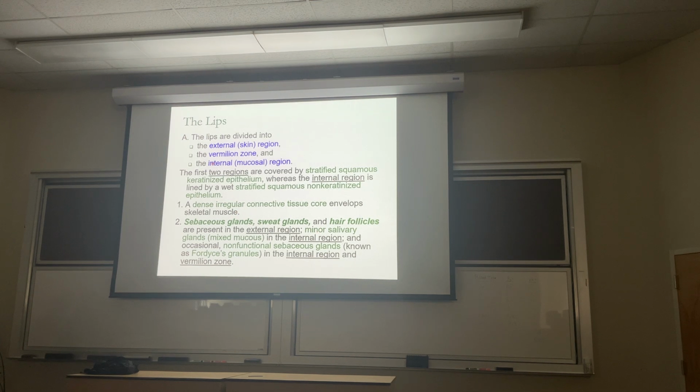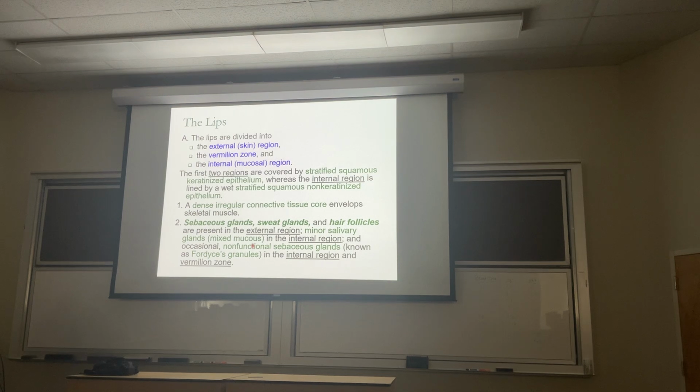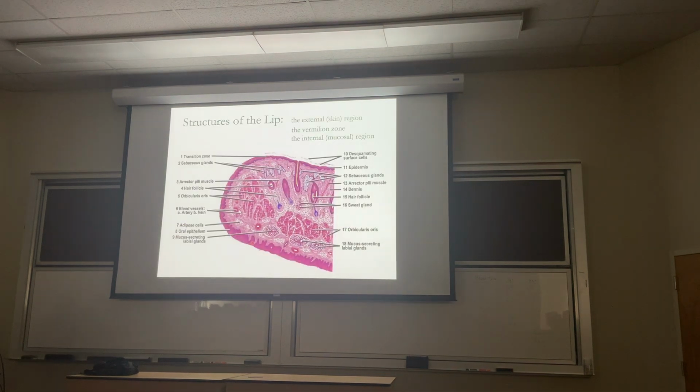Again, especially to this external region, we have sebaceous glands. What are they? They're oil-secreting glands. We saw those in the skin. We'll see those in lab tomorrow. Sweat glands, hair follicles, facial hair, maybe some minor salivary glands as well.